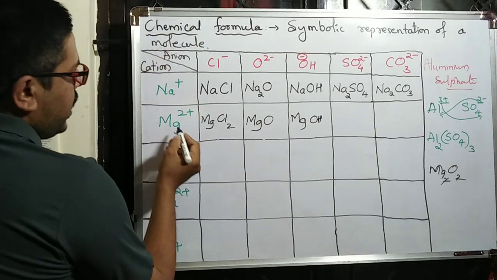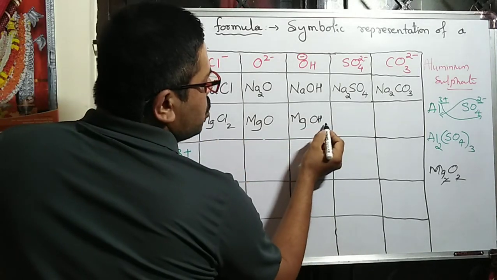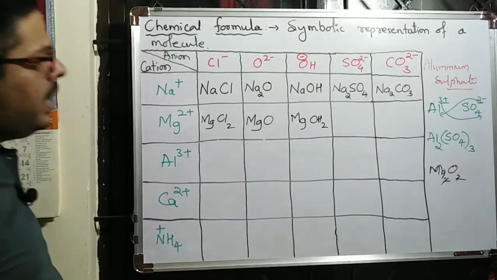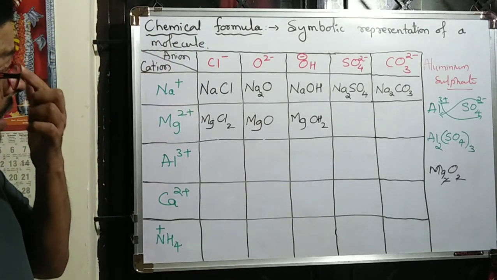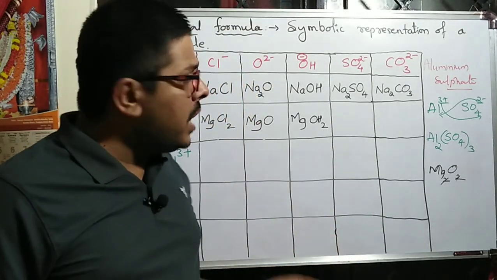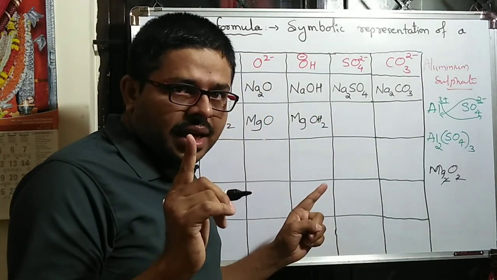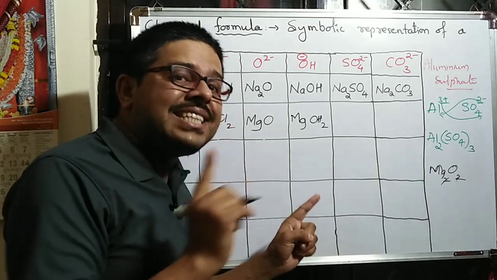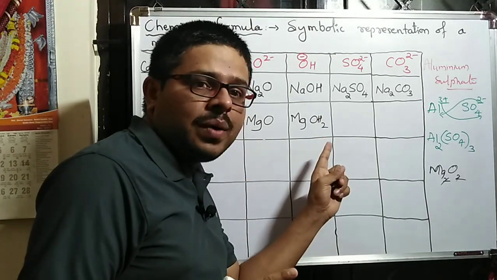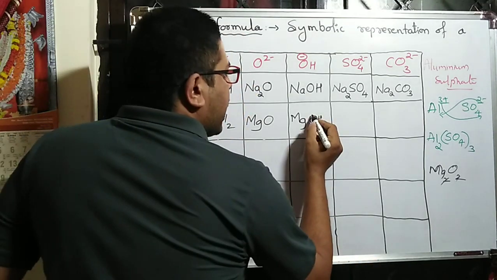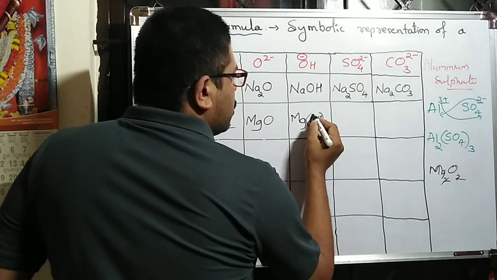MgOH. Now you can see 2 plus is there. This is OH2. If I write like this, here there is a confusion whether OH is 2 or H is 2. It looks like H is 2, correct? But H is not 2. OH is twice. Hence remember, the bracket is required like this.